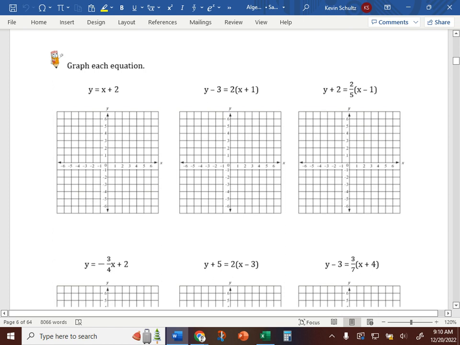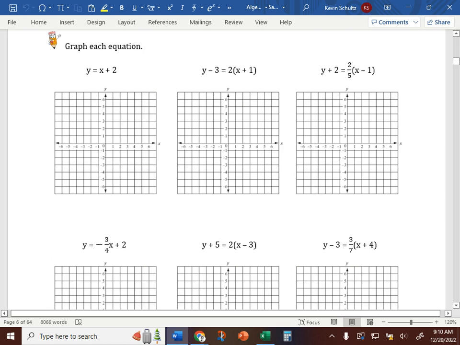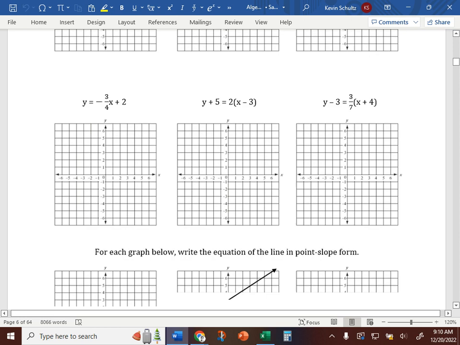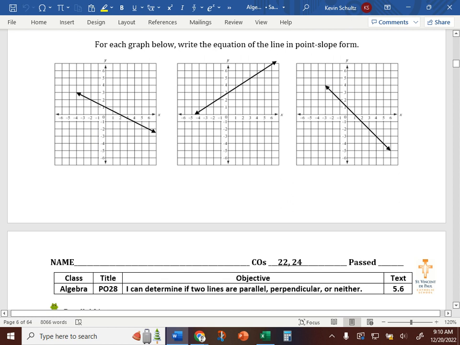More graphing in either slope-intercept or point-slope form. We've got a mixture of them, so you need to decide, is it in point-slope form? Is it in slope-intercept form? What's my best method to go here? The last 3, your directions are for each graph below, write the equation of the line in point-slope form. What do you need to write the equation of a line in point-slope form? Caitlin? The slope and a specific point on the line. A point. Does it matter which point? No. Any point on the line.